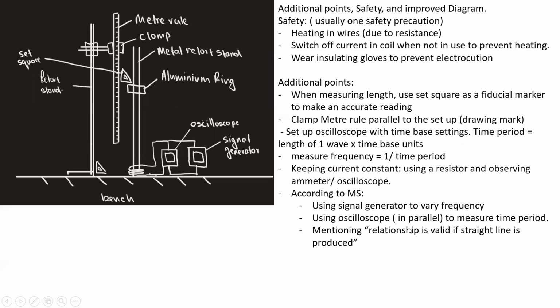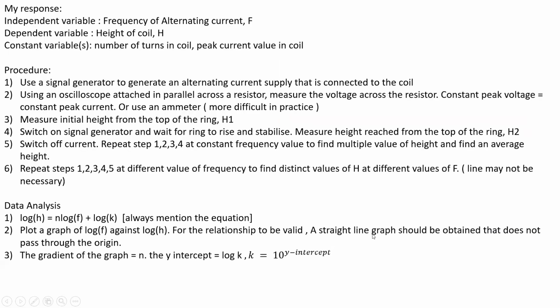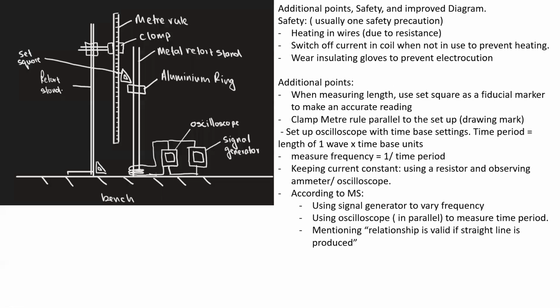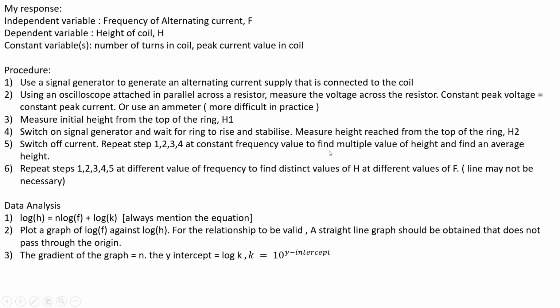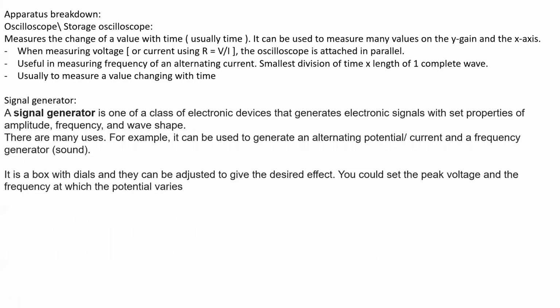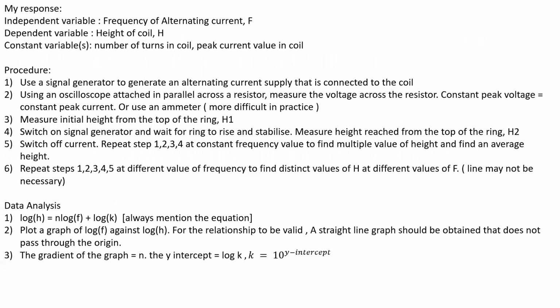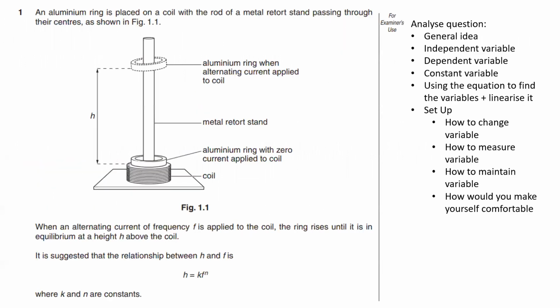And remember, mentioning that the relationship is valid if a straight line is produced, as we included here, is also an additional point. And also a fixed additional point that's given in paper 5 is mentioning to find the average of the height. Basically, as long as you mention to keep the independent variable constant and then vary it to find different values of height in this case, and then find the average height, you get another additional point. And then we already discussed the apparatus breakdown. I hope you guys understood this video. I'll be doing more of them.